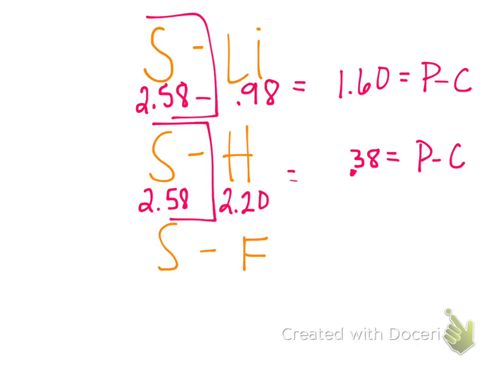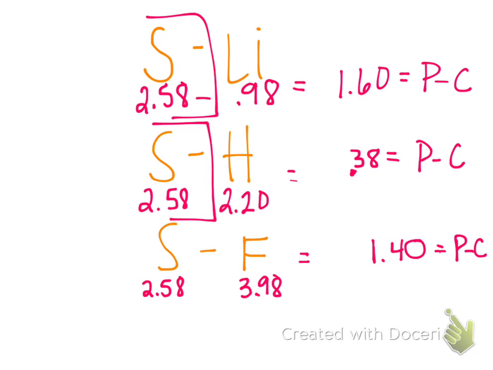Okay. Last one, sulfur and fluorine. Sulfur is 2.58. Fluorine has a value of 3.98. Do we always put the bigger one on top? Yeah, you always subtract smaller from bigger. You will never have a negative. Good question. So a value of 1.40 with our electronegativity difference would tell us it's probably what kind of bond? Polar covalent. Good.